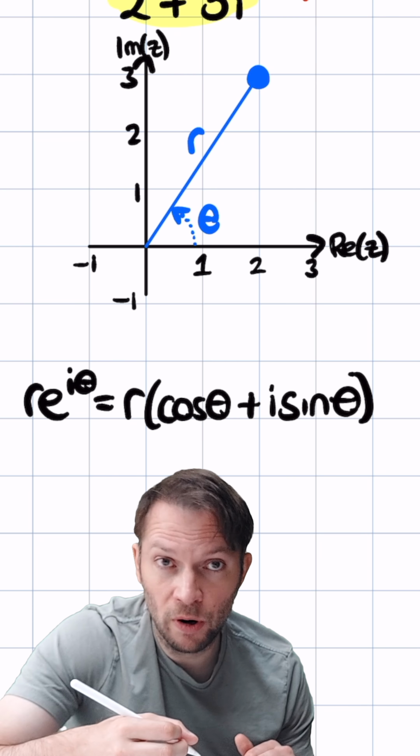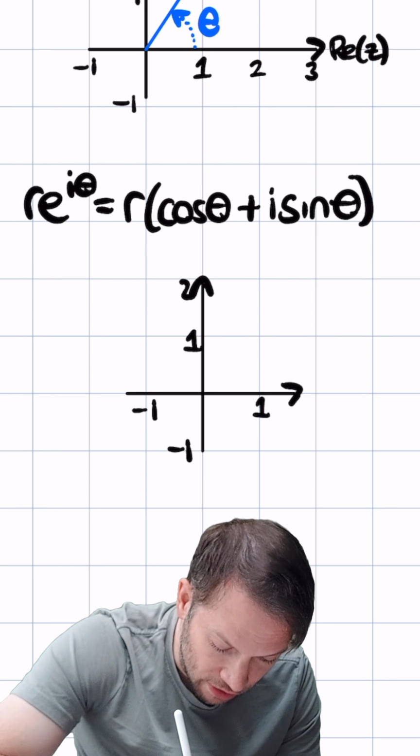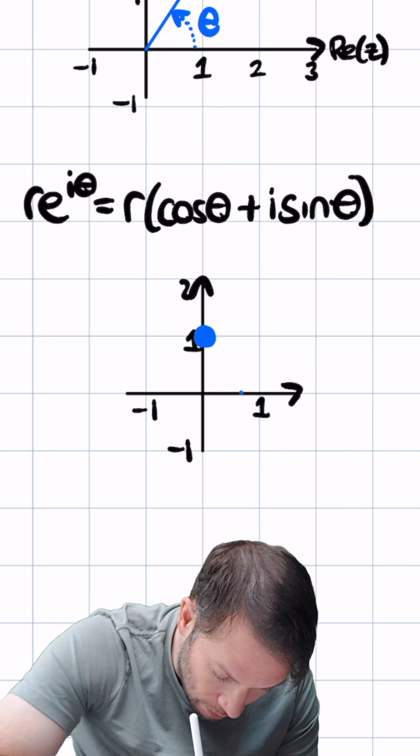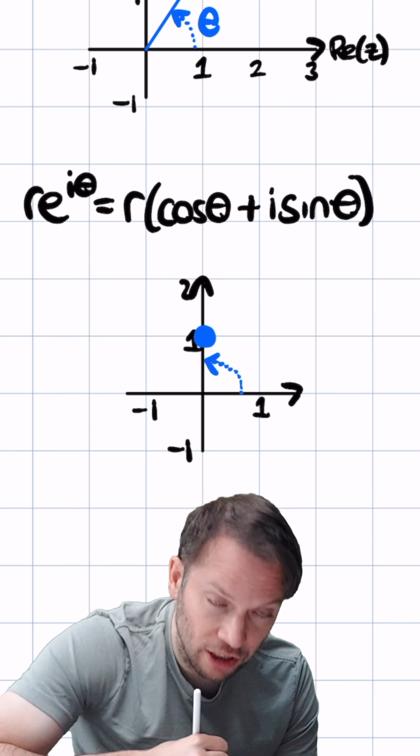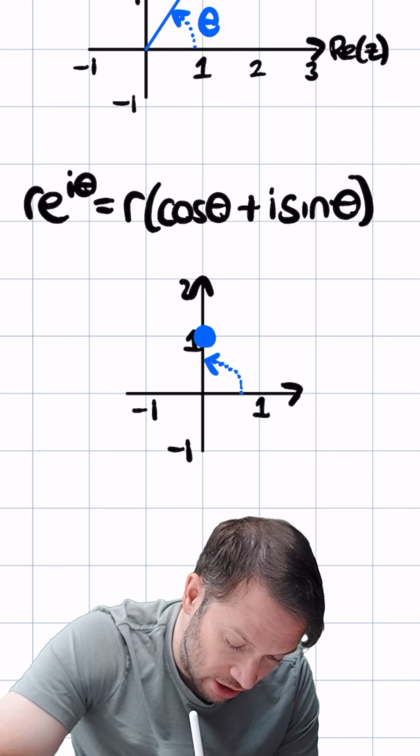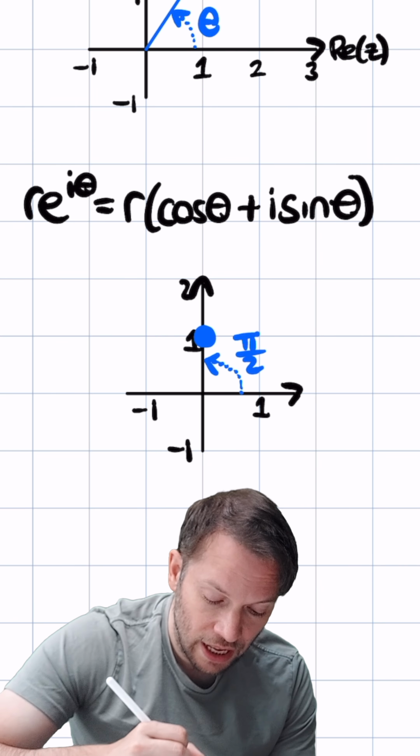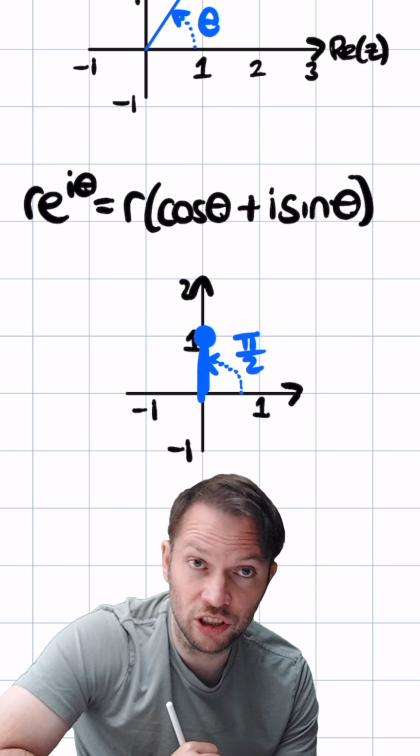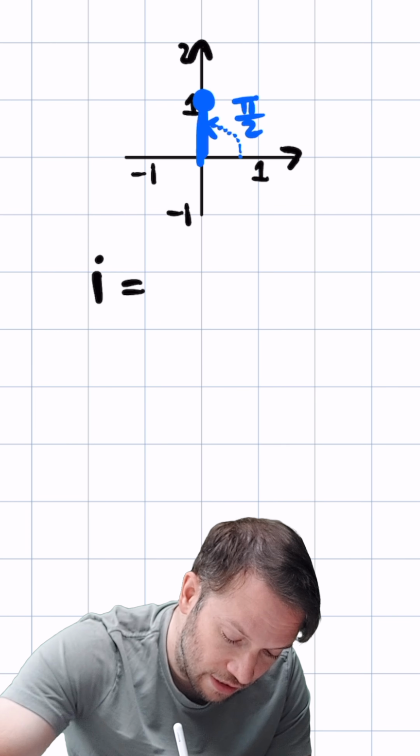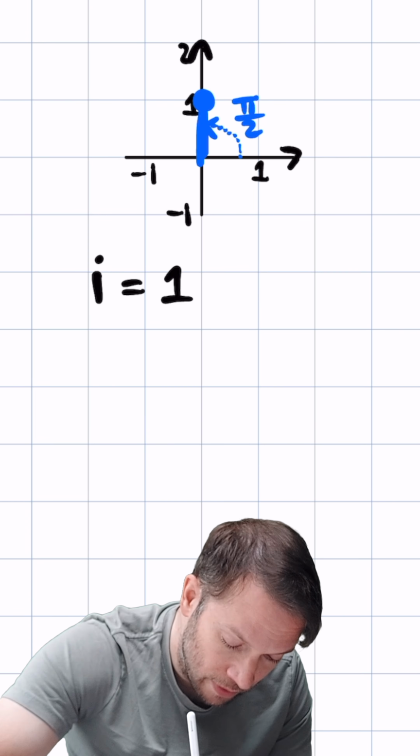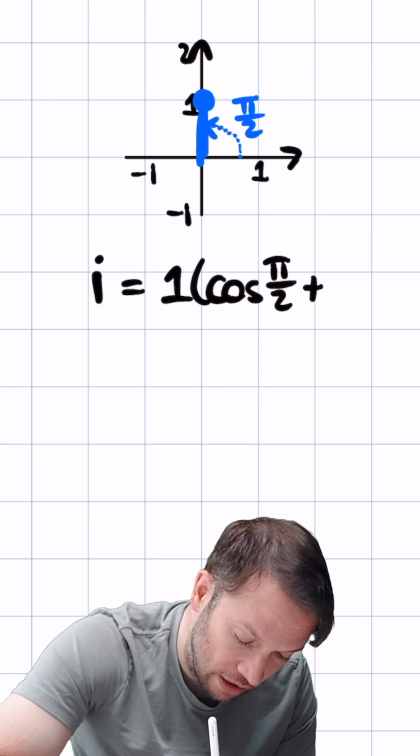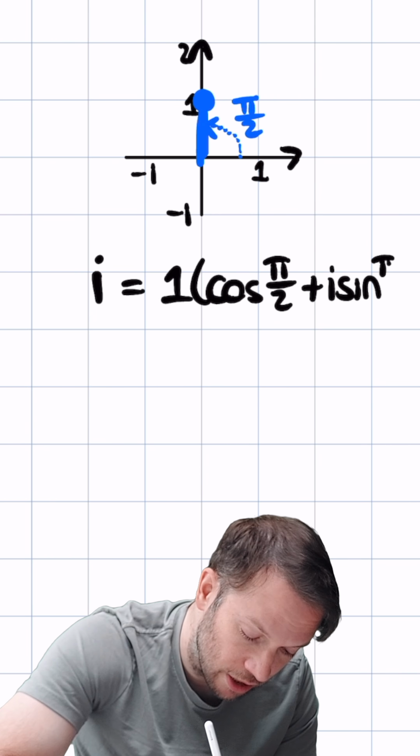If we draw i on an Argand diagram, i is just going to be here because it's 1 on the imaginary axis. So the angle from the positive real axis is going to be 90 degrees. But when we're working with complex numbers, we use radians, so it's going to be pi over 2 radians. And we can see the distance from the origin is just 1. So that means we can write i as 1, because that's the r, times (cos of pi over 2 + i sin pi over 2).